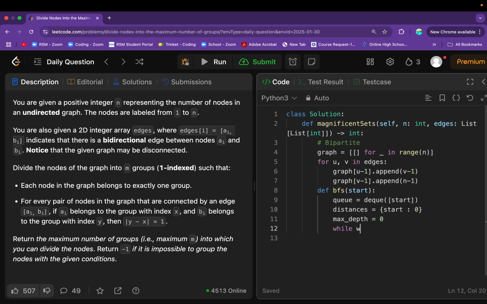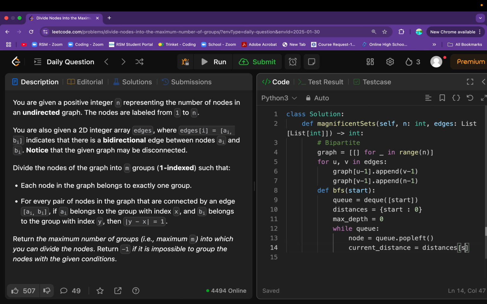So while the queue is non-empty, meaning while we actually have nodes to process, we can get the current node. It's basically going to be queue.popleft. Right, and once we get the current node, we want to set the current distance to be that specific node's distance from the starting node. So basically distances at node. Very simple. We're retrieving a node from the deque at the leftmost side, popping it off, and getting its current distance from the start, right?